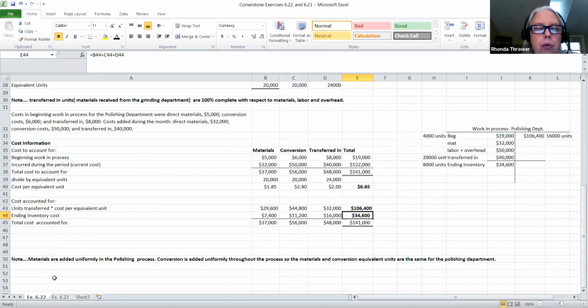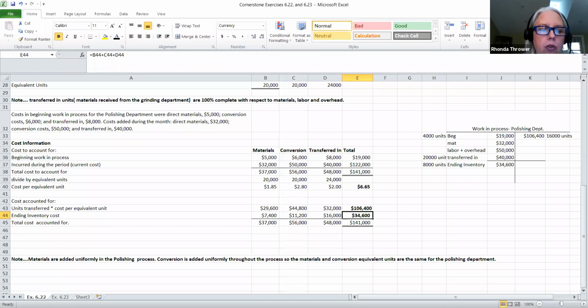So what I want you to get from this is that your materials are added uniformly in the polishing process. They told us that in the instructions. Conversion is added uniformly through the process. Always conversion is added uniformly, but materials, sometimes they can be added at the beginning of the process. That was not the case here. They're added uniformly. And because of this, the equivalent units for materials and conversion will be equal for the polishing department. So those are some things to take away from this particular problem.